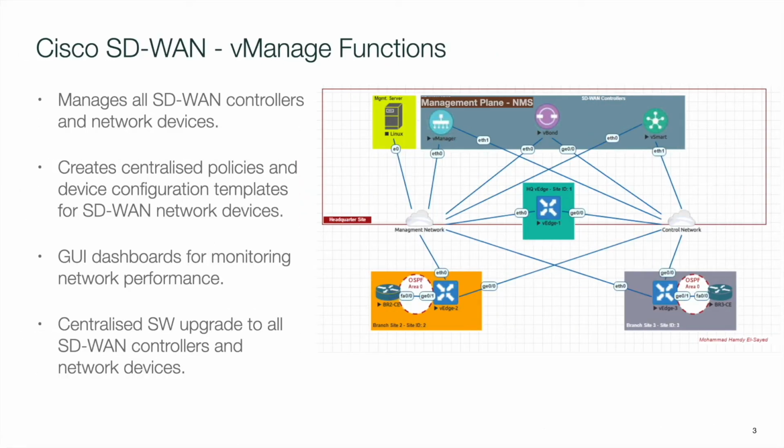vManage functions. vManage manages all SDN controllers and network devices. It creates centralized policies and device configuration templates for SD-WAN network devices. It provides a GUI and dashboards for monitoring network performance, and provides centralized software upgrade to all SD-WAN controllers and network devices.